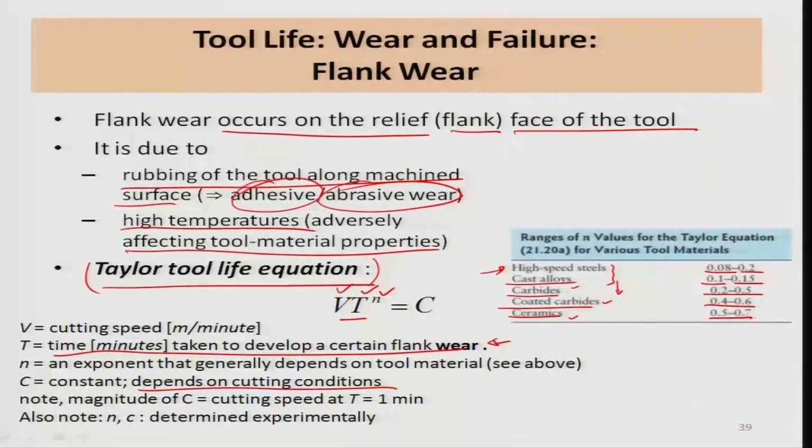So, note that in this Taylor's tool life equation, the exponent n and the coefficient c are basically determined experimentally, and you can say that c is really the cutting speed corresponding to a tool life of 1 minute. So, if t were equal to 1 minute, then c equal to v. So, that is how we define the tool life constant in case of the Taylor equation.